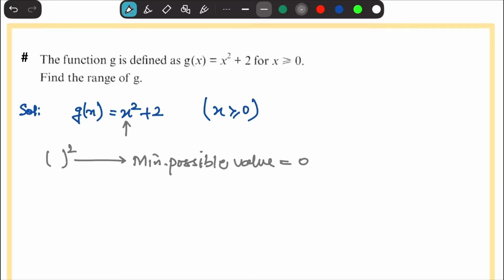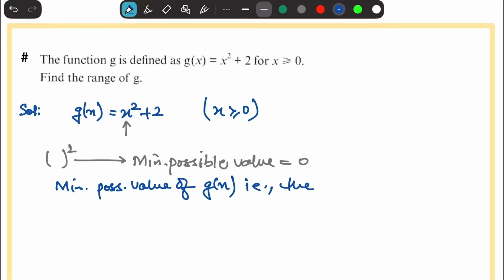And how is it possible? If you make 0 a square, right? Because only 0 square gives you 0. Okay, so if I ask you what is the minimum possible value for g of x, so minimum possible value of g of x, that is the turning point of the parabola. I'm writing turning point of curve.